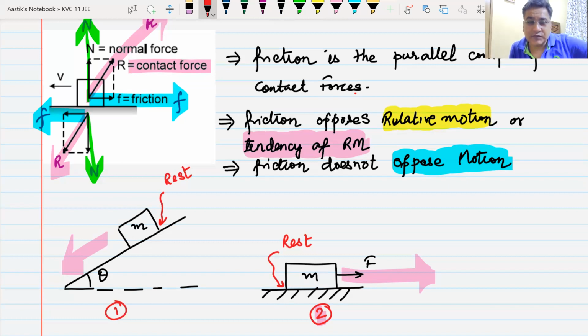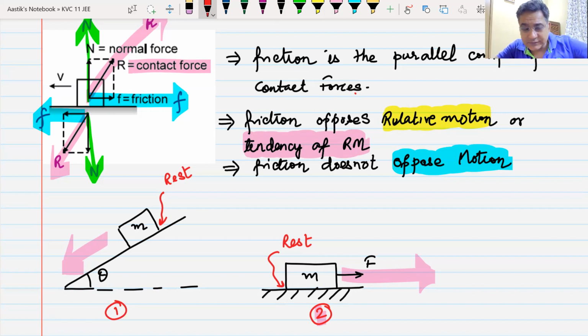Friction is the parallel component of contact force. The only purpose it serves is that it opposes relative motion if there is relative motion, or it opposes the tendency of relative motion if there is no relative motion but there is a tendency. Remember, friction never opposes motion. In fact, it is because of friction that motion is possible.